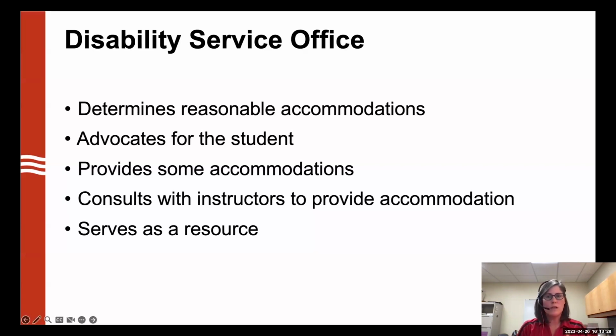And then sometimes we do lead the conversation. We get involved and we do kind of lead that conversation with a professor. But we do not step in without a student involved in that conversation.